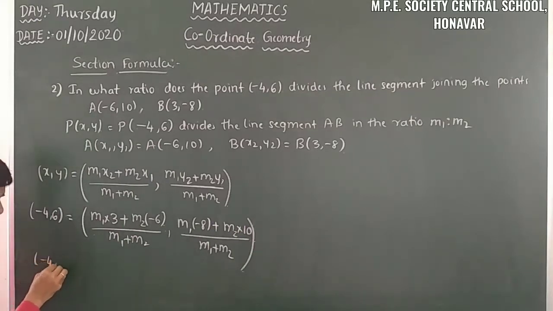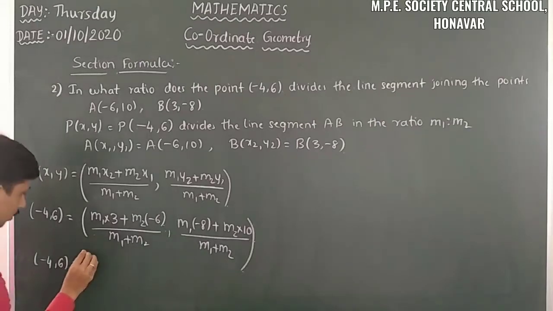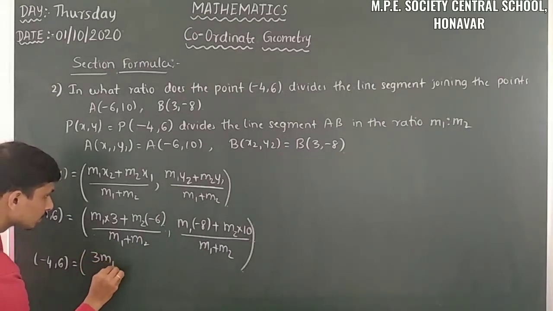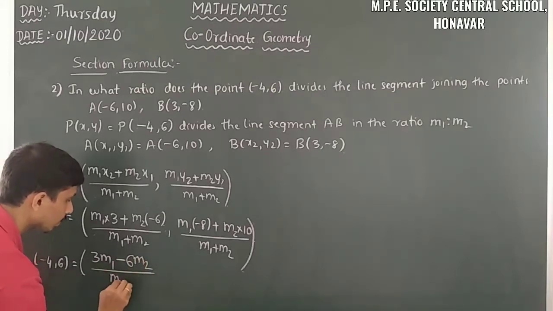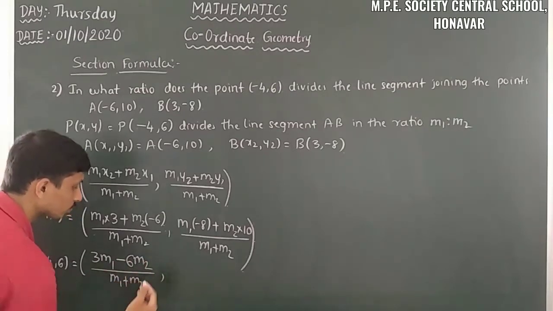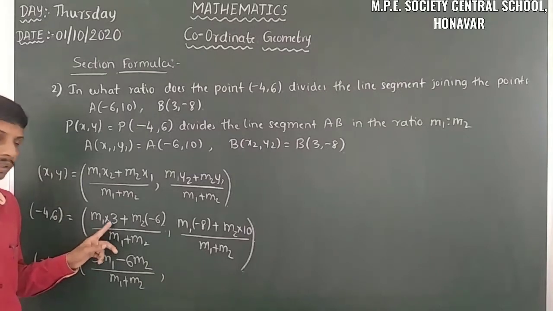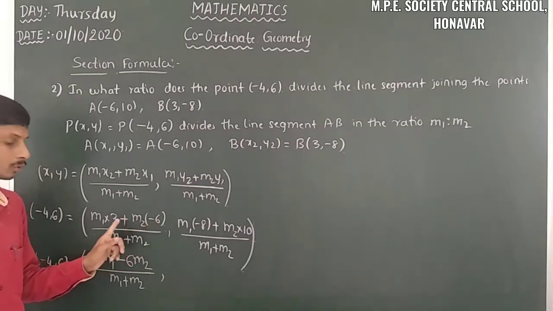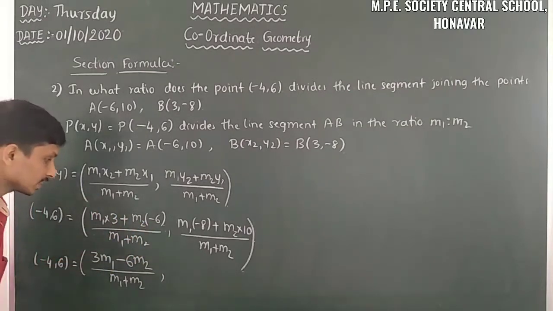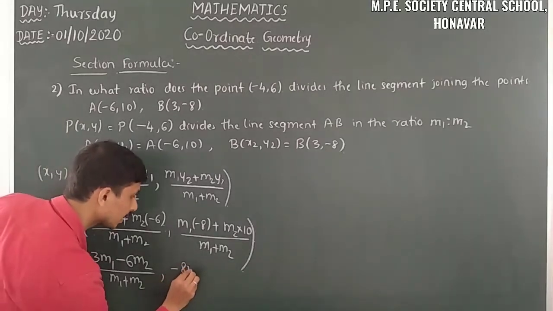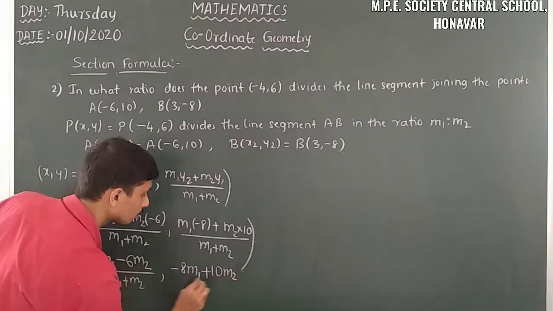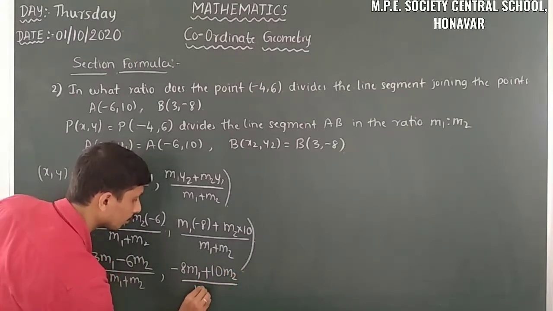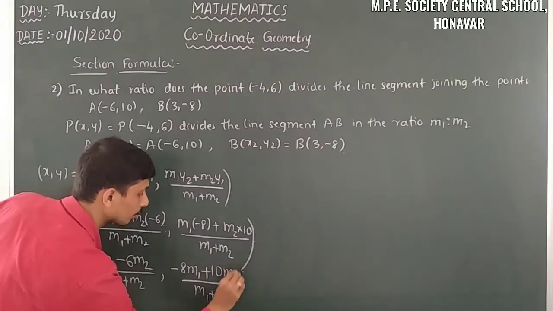Minus 4, 6 is equal to 3M1 minus 6M2 divided by M1 plus M2, then minus 8 M1 plus 10 M2 divided by M1 plus M2.